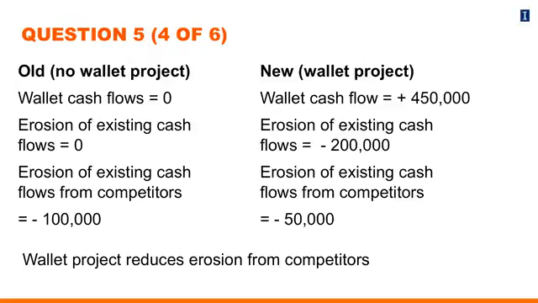The assumption here is that competitors might decide to start a wallet anyway. Even if you start your own project, the competitors may also decide to come into the market. So the erosion from competitors doesn't go to 0, but it is going down. So your wallet project is also reducing erosion from competitors. This is a third consequence of the project that we have to take into account. So new cash flows from the wallet, your own erosion, and erosion from competitors.